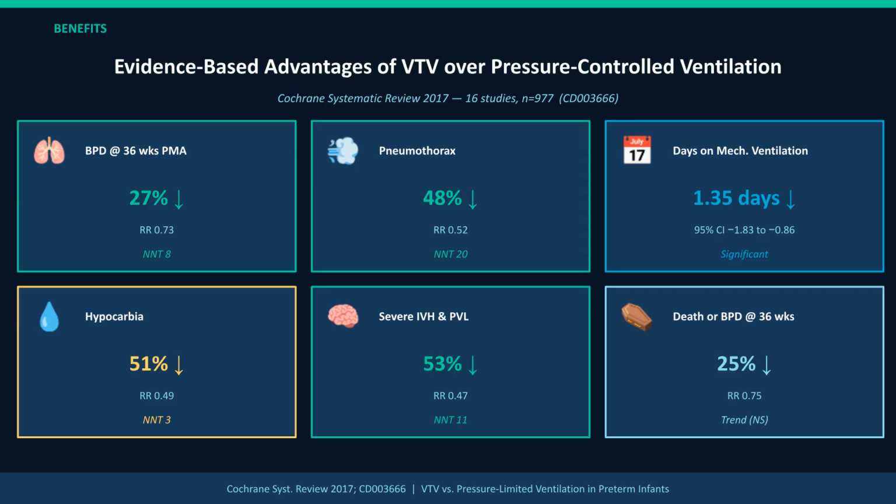Evidence shows VTV offers significant advantages over pressure-controlled ventilation. It reduces the risk of bronchopulmonary dysplasia, pneumothorax, severe intracranial hemorrhage, periventricular leukomalacia, and hypocarbia. It also reduces the number of days on mechanical ventilation.